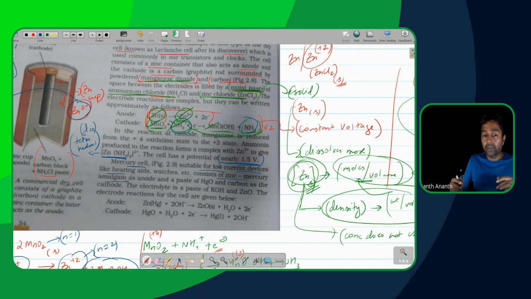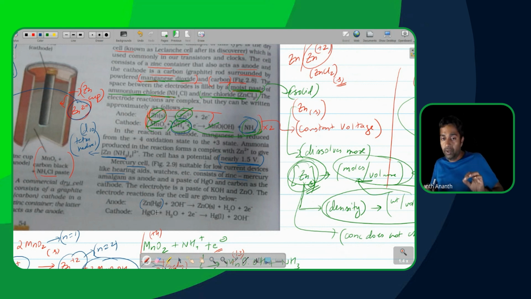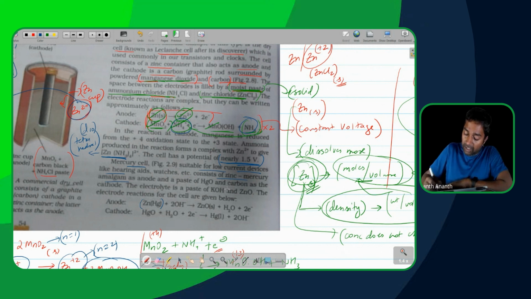So zinc mercury amalgam, now we are going to be having zinc dissolved in liquid mercury. When you have zinc metal, solid, dissolving in liquid mercury, the final mixture is going to become an alloy, a hard alloy, which is called zinc amalgam in this particular case. That zinc amalgam is going to be the anode over here, and a paste of mercury oxide, HgO, and carbon acts as the cathode. The electrolyte is a paste of KOH, again paste.